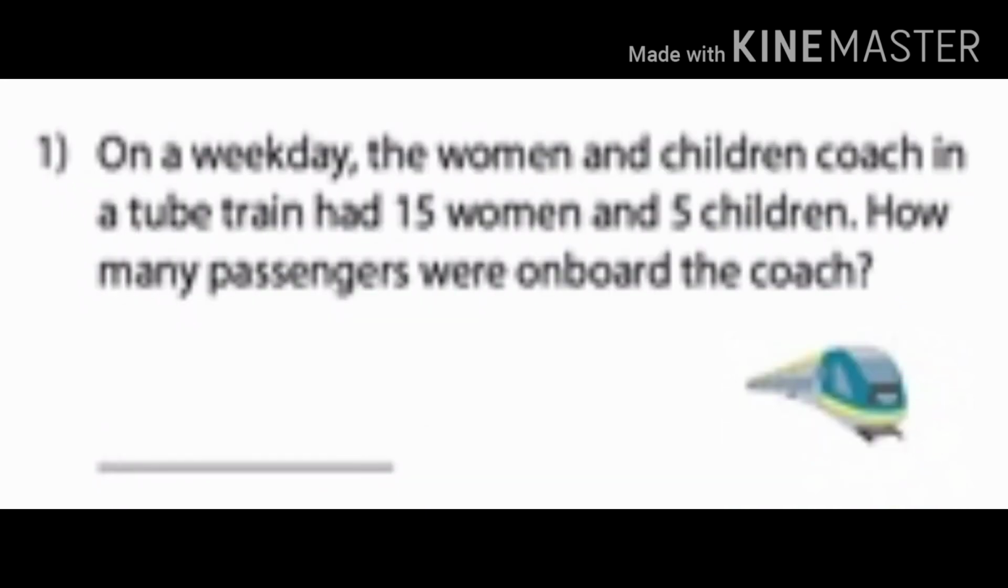The Millers bought 15 superhero costumes and 14 animal costumes for a Halloween party. How many costumes in all did the Millers buy for Halloween? On Wednesday, the women and children were in a coach of a tube train. It has 15 women and 5 children. How many passengers were on board the coach?